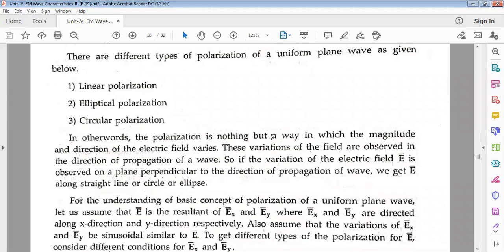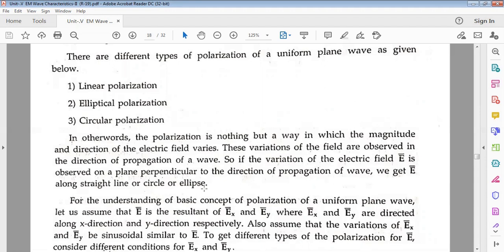So in other words, the polarization is nothing but a way in which the magnitude and direction of the electric field varies. These variations of field are observed in the direction of propagation of the wave. So if the variation of the electric field is observed on a plane perpendicular to the direction of propagation of the wave, we get E bar along a straight line or circle or ellipse. That is, it depends upon that.